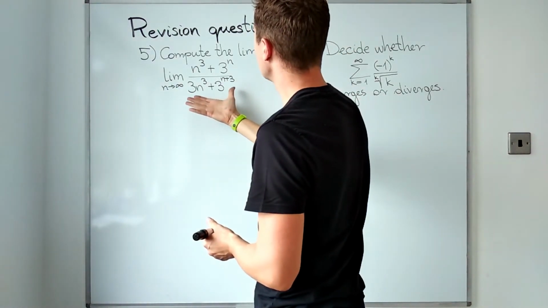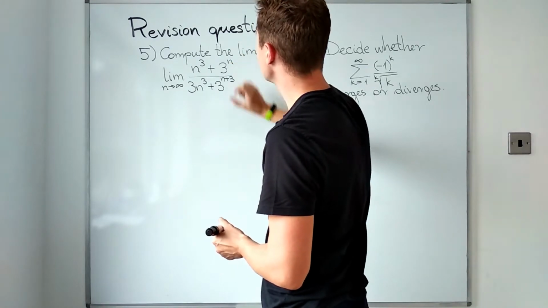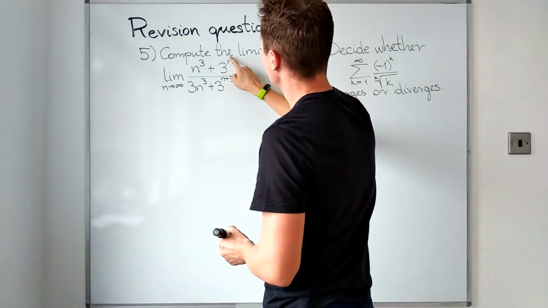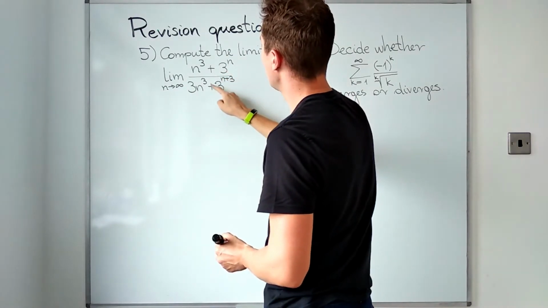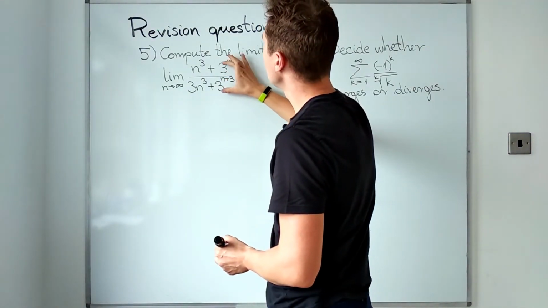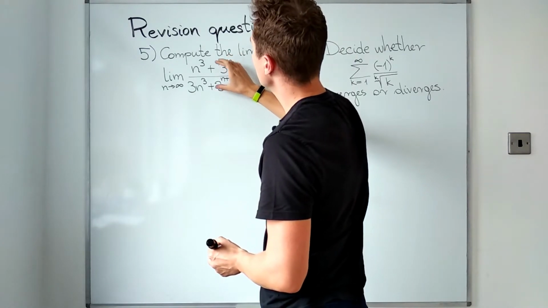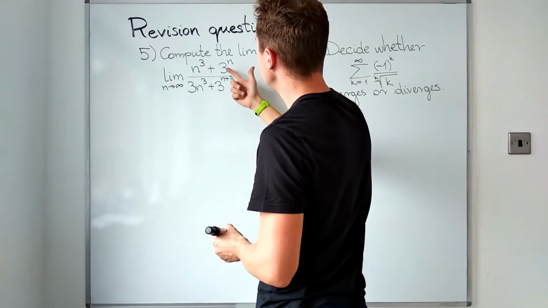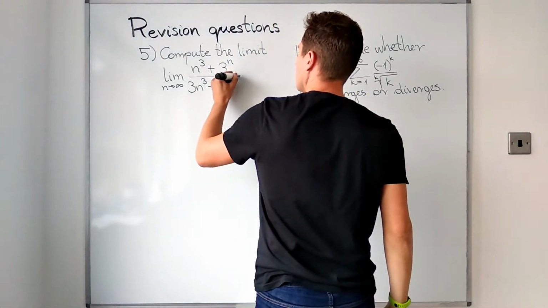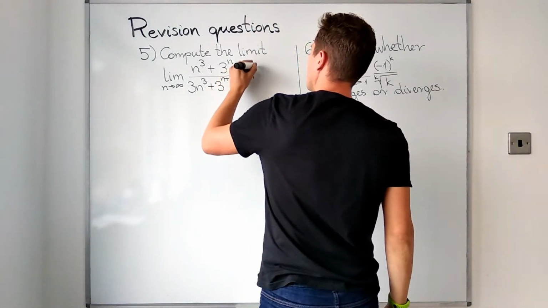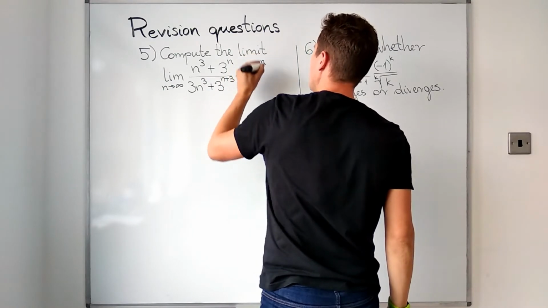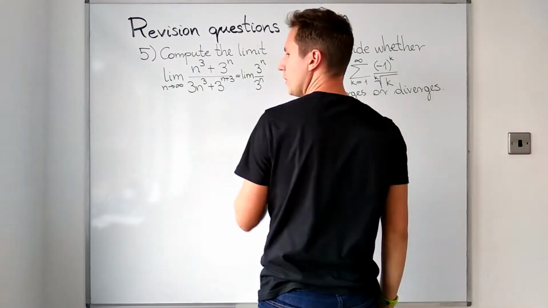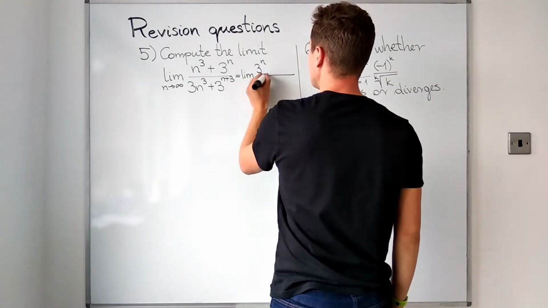The first thing you have to notice in this sequence is that it's the exponential terms 3 to the power n and 3 to the power n plus 3 that will dominate the sequence as n tends to infinity. So we have to get rid of these terms by taking 3 to the power n up front, both in the numerator and in the denominator.